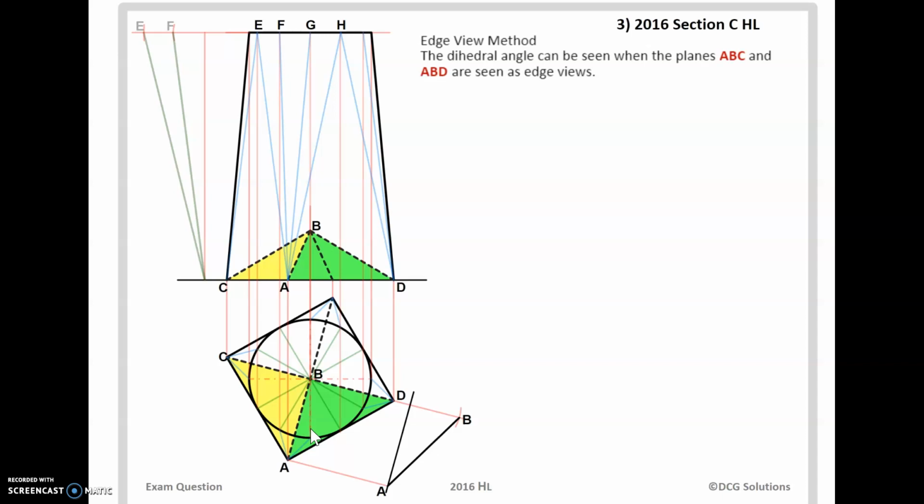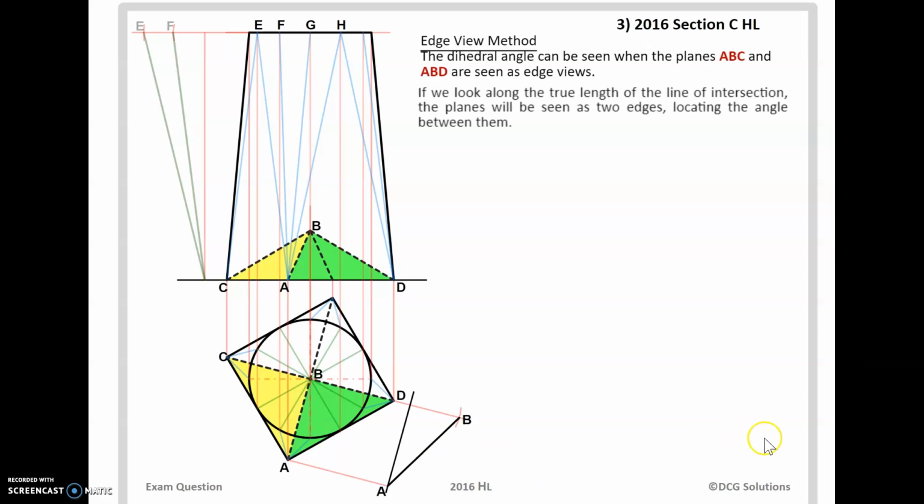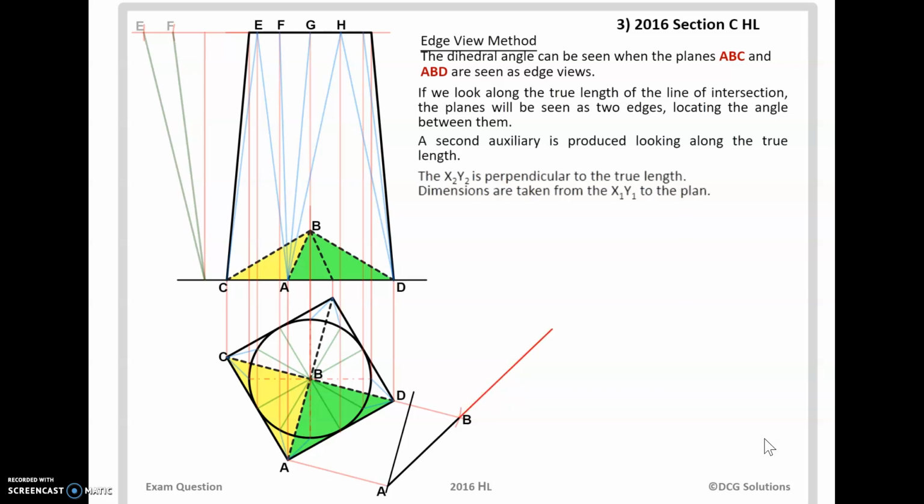This is the method we always do, the edge view method, okay? The dihedral angle can be seen when the planes ABC and ABD are seen as edge views. If we look along the true length of the line of intersection, the planes will be seen as two edges locating an angle between them. A second auxiliary is produced looking along the true length. Okay, so the xy is perpendicular to the true length. Dimensions are taken from x1, y1 to the planned dimensions. Okay, so we should all know this. All right, so we're perpendicular to the line AB, parallel for our x1, y1 here, and then perpendicular here.